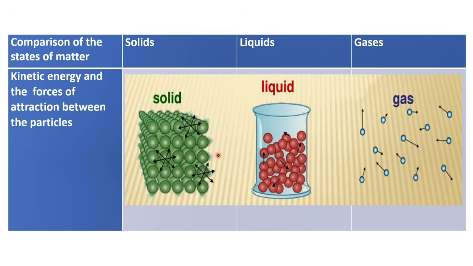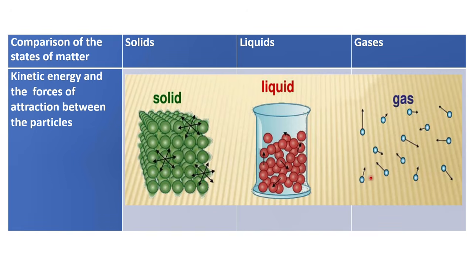What about liquids? In liquids, particles have enough kinetic energy to partly overcome the forces of attraction between them. I mean partly. They can move around each other, but they can't separate completely. This explains why liquids can change shape but have a definite volume. It also means that the particles have greater kinetic energy and weaker forces of attraction compared to solids.